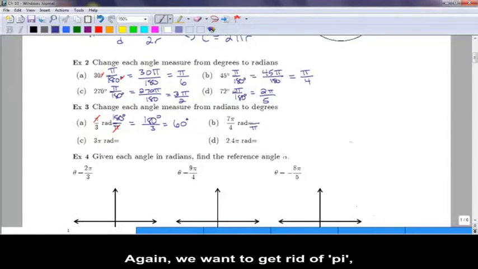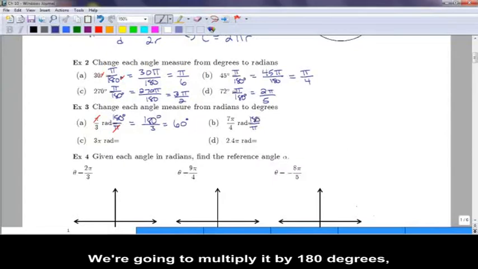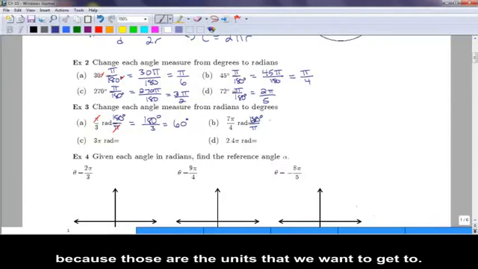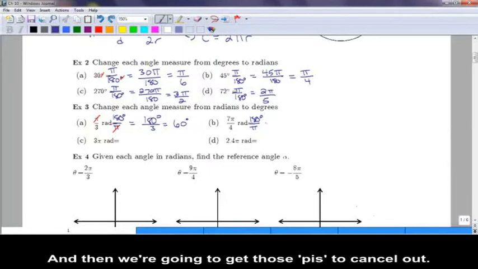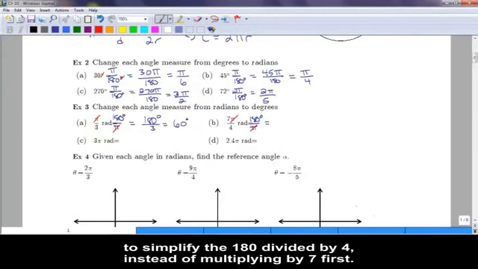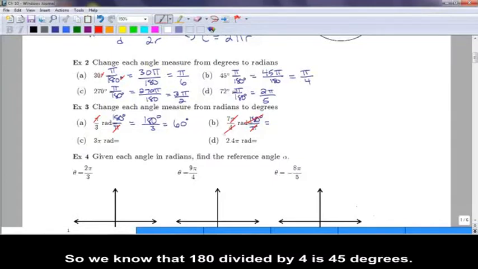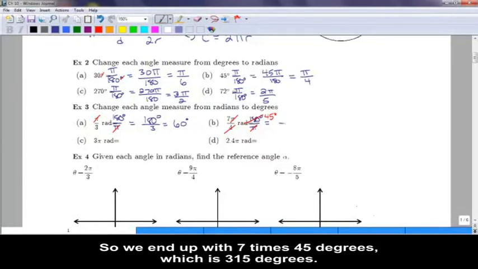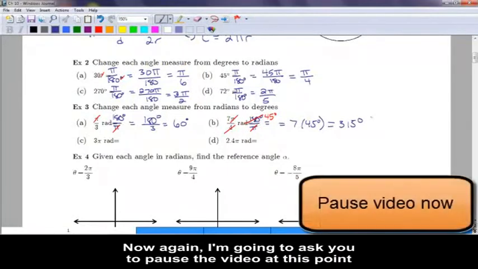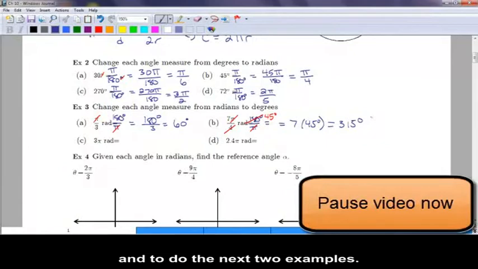Again, we want to get rid of pi, so it's going to go in the denominator. We're going to multiply by 180 degrees because those are the units that we want to get to. And then those pi's cancel out. It's also probably easier at this point to simplify the 180 divided by 4 instead of multiplying by 7 first. So we know that 180 divided by 4 is 45 degrees. So we end up with 7 times 45 degrees, which is 315 degrees. Now again, I'm going to ask you to pause the video at this point and to do the next 2 examples.